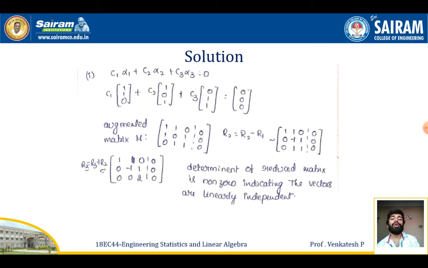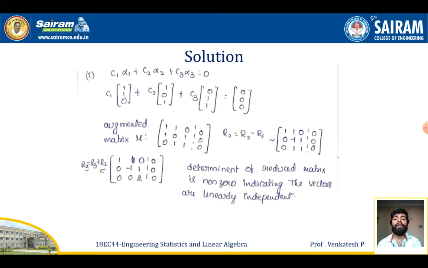Now for these three equations, I can make the augmented matrix: [1 1 0 | 0], [1 0 1 | 0], [0 1 1 | 0]. To make the first entry of the second row 0, I do R2 equals R2 minus R1. After this row transformation, the augmented matrix is [1 1 0 | 0], [0 -1 1 | 0], [0 1 1 | 0]. Now I want to make the second entry of the third row 0, so I can add R2 to R3, that is, R3 equals R3 plus R2. I get [1 1 0 | 0], [0 -1 1 | 0], [0 0 2 | 0].